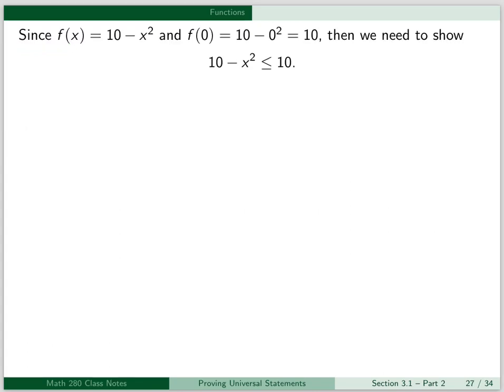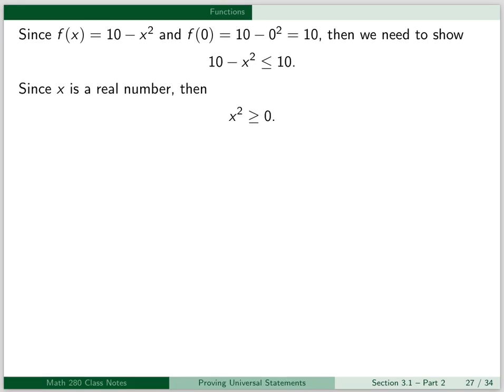Since f of x is 10 minus x squared, and f of 0 is 10 minus 0 squared, which is 10, then we need to show 10 minus x squared is less than or equal to 10. Since x is a real number, then we know that its square is non-negative, so x squared is greater than or equal to 0.